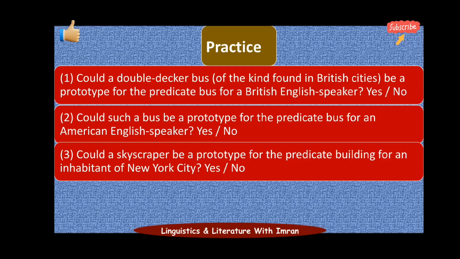So that was all about prototype. I hope you got what a prototype is.